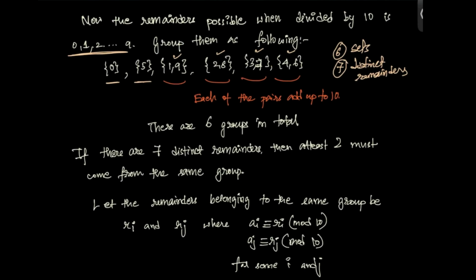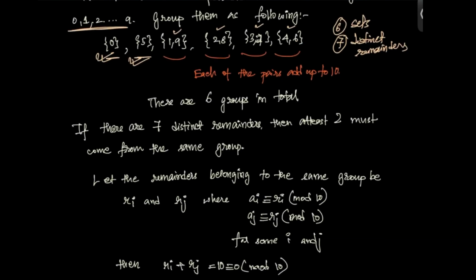Now, since we know that no two remainders are equal because the numbers are not congruent, those remainders can't belong to 0 or 5. Even if they did, the sum would have been 0 or 10, which would be congruent to 0, but they don't in this case, so we just ignore that case. So they can belong to 1, 9, 2, 8, 3, 7, 4, 6, these four pairs.